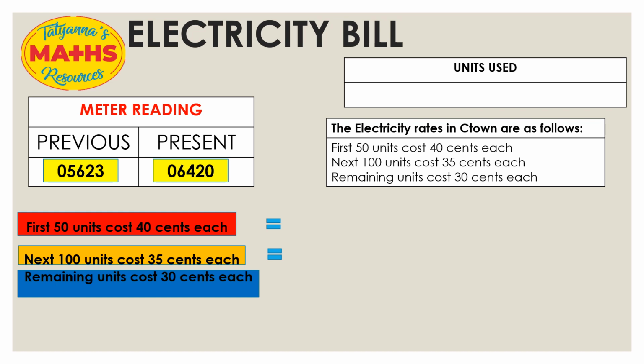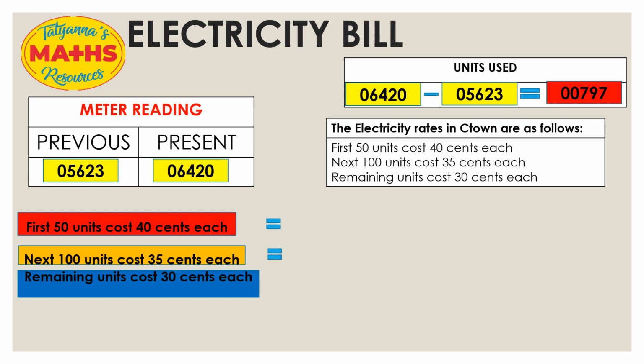Here we have meter reading, previous and present. So we need to figure out the amount of units used for this particular customer. So what would we do? We would subtract 05623 from 06420, which equals 797 units used.